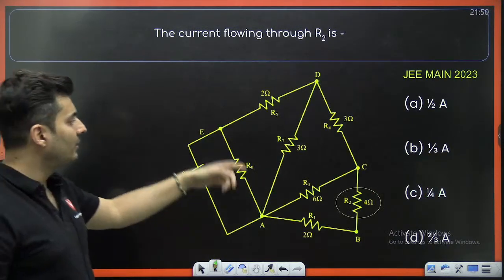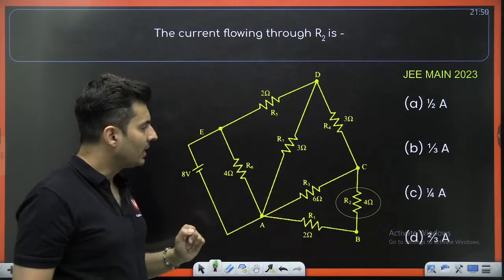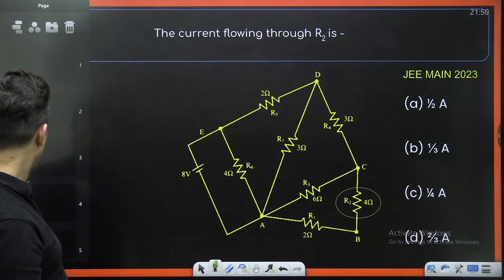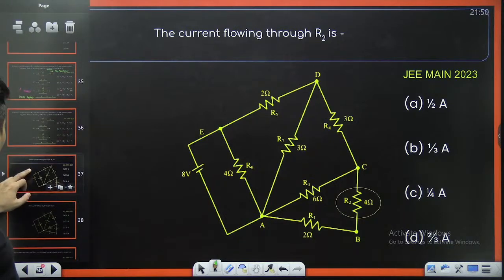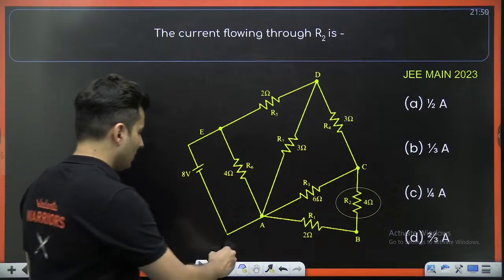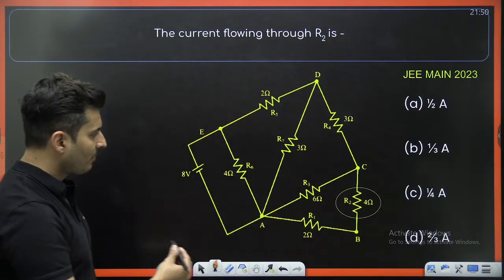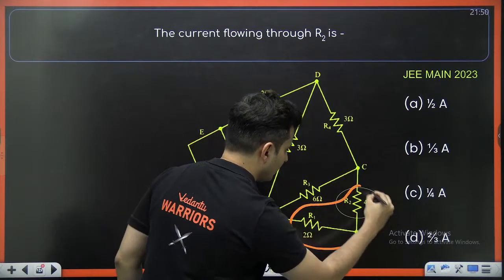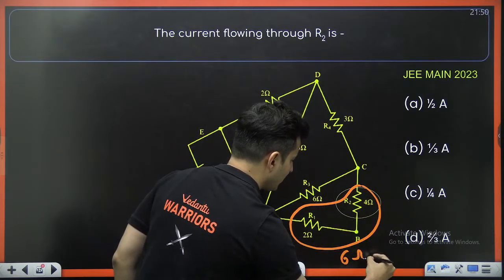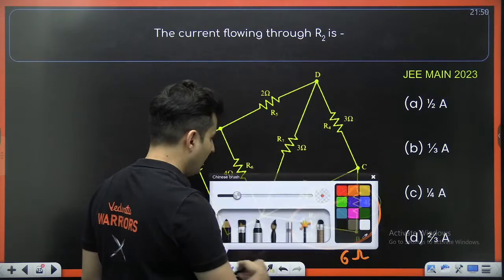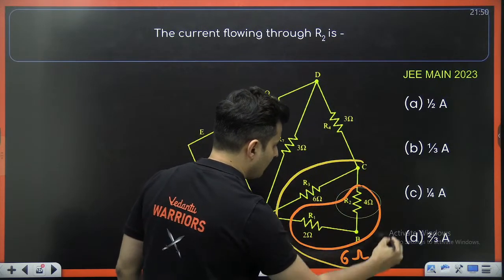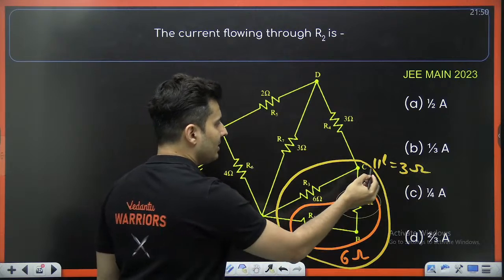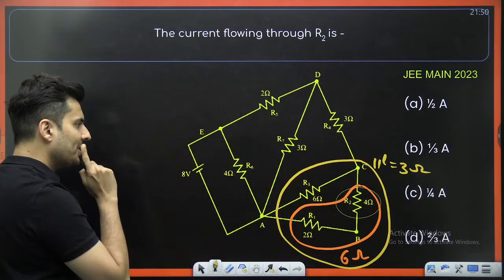Looking at another question: find the current flowing through R2. R2 is here. This is also a beautiful question. Maybe I can duplicate this slide somehow. Okay. So what you do in this particular question is, notice these two resistors are in series, 2 and 4 will make it 6 ohm. This 6 and this 6 are in parallel, so that will make it 3 ohm. Is that right? This 3 ohm and this 3 ohm are in series.